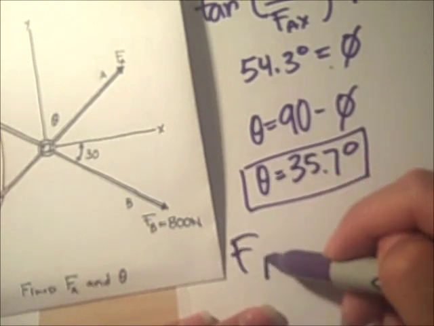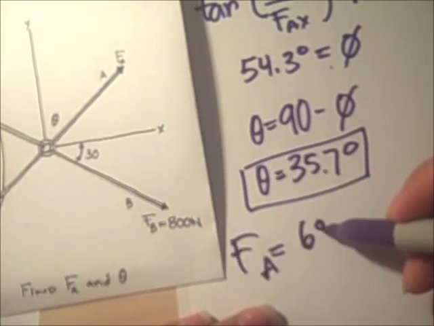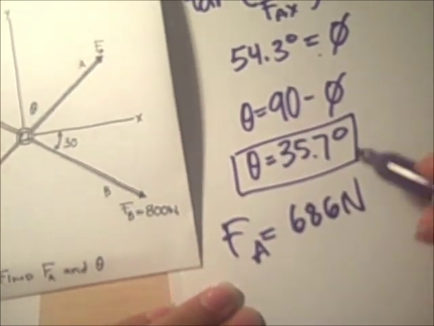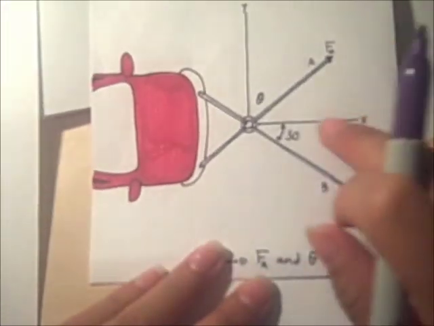And so your conclusion is that F_A is 686 newtons, and this is 35.7 degrees, and we have just solved the tension and the theta that it's at.